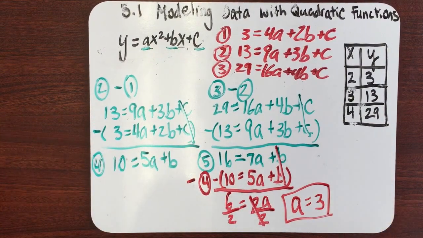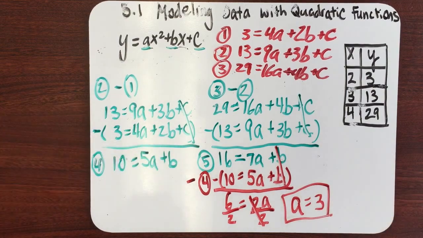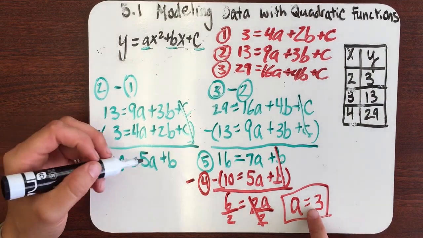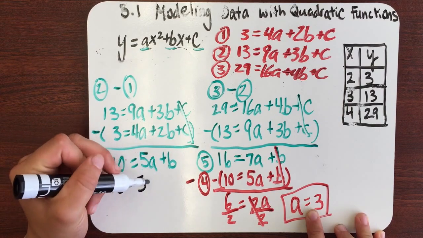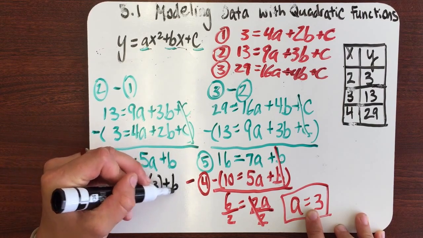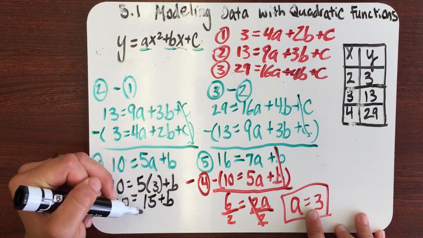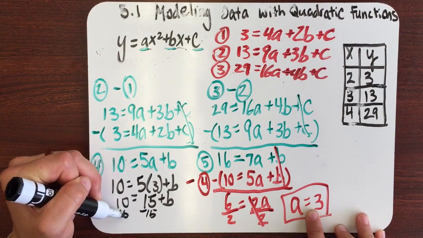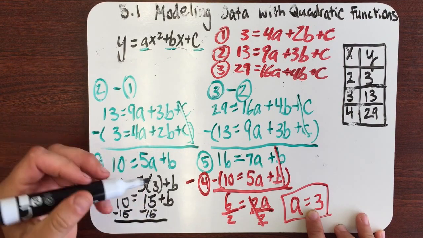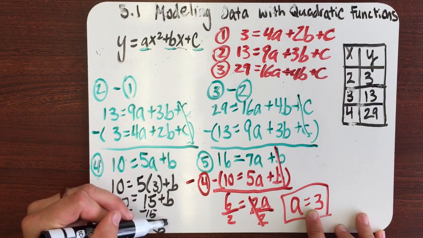We're almost there now. We can plug into either equation 4 or 5 to find b. So we'll do that. We're plugging in a to be 3. 10 is equal to 5 times 3 plus b. 10 is equal to 15 plus b. Subtract 15 from both sides. And we get b is equal to a negative 5.